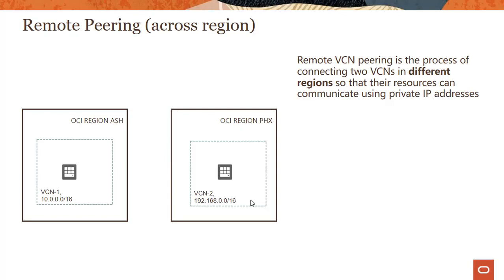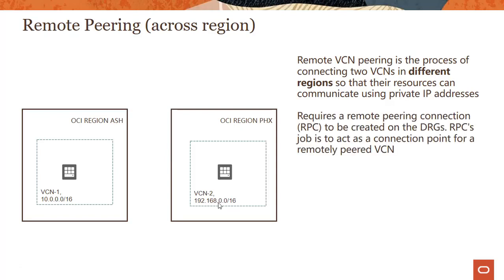So same concept as before. Now you can see two different regions, Ashburn and Phoenix, let's say in the US, and you have VCN1 here, with the same address space as before, and VCN2, but now they are in different regions. To do this, it's a little bit more involved process, because anytime your traffic goes out of the VCN, you have different kinds of gateways. This time the gateway we use is the DRG, which we saw earlier.